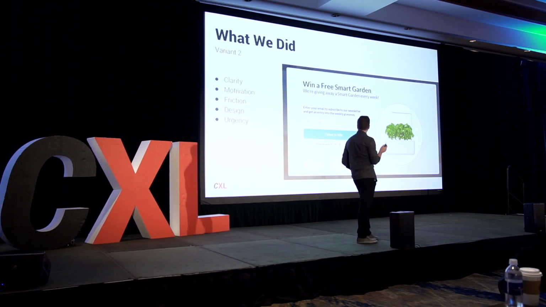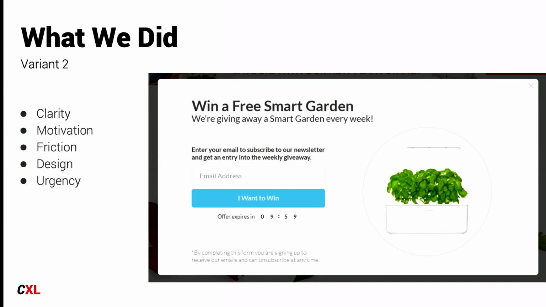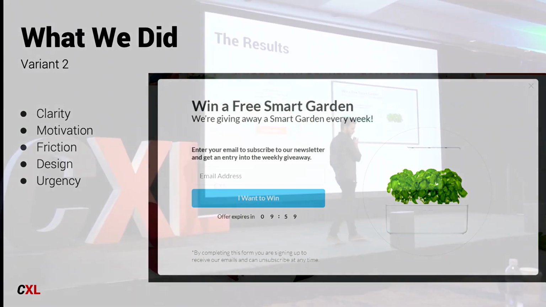So we also decided to run another variant here and introduce the element of urgency. So we have a little countdown timer here just to give them a little bit of a nudge into making a decision rather than just canceling out right away or hanging around and just not deciding. So this is the experiment we ran, number 1 versus number 2.